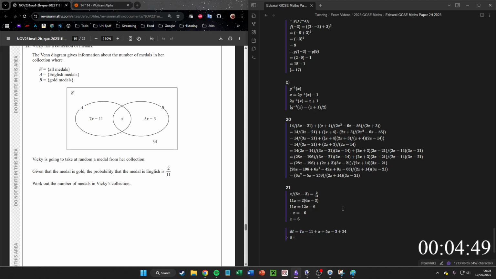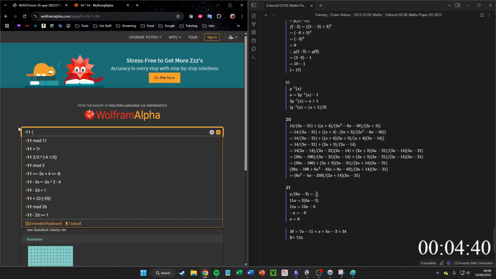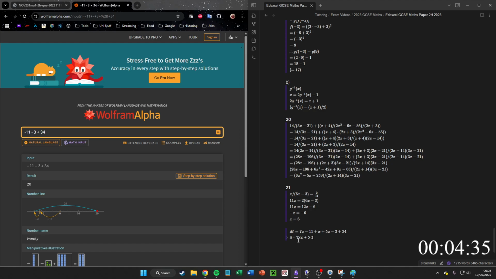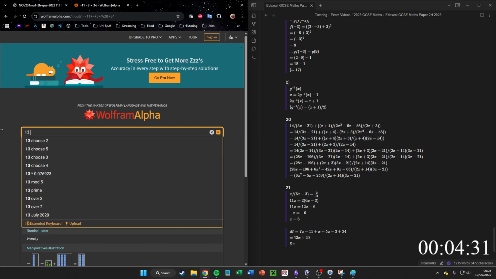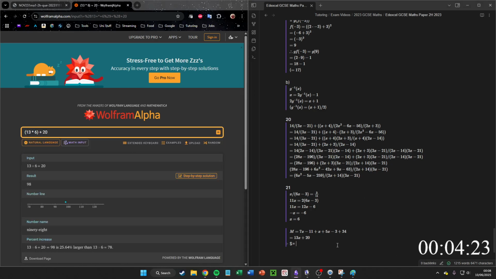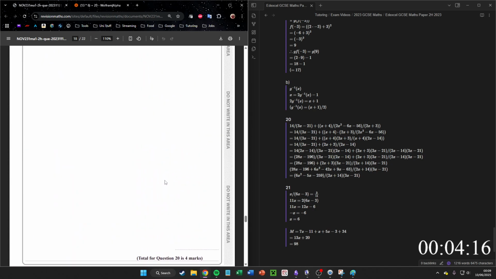Collect like terms. 7x plus x plus 5x is 13x. I'll go to the calculator. Minus 11 minus 3 plus 34 is equal to 20. And that is 13 times 6 plus 20, a total of 98 medals, which is not an unreasonable number of medals, is it? Right, it's the end of the question.